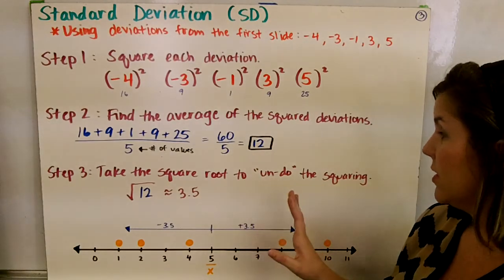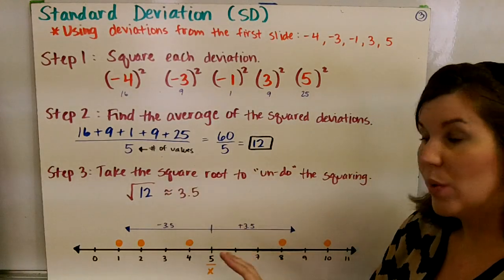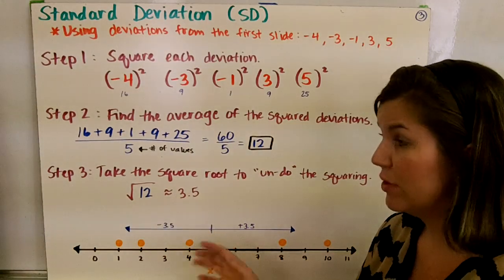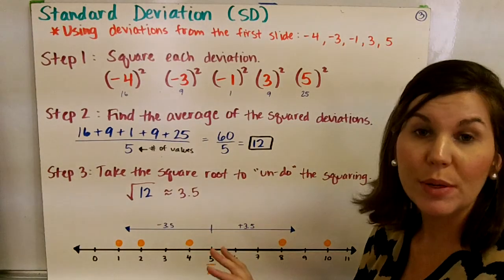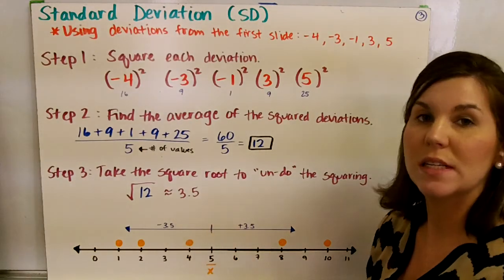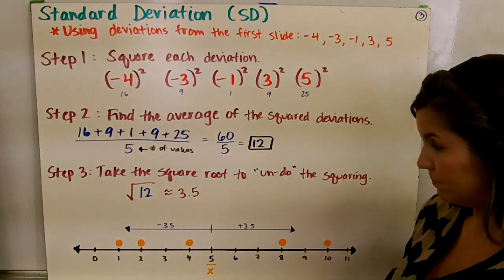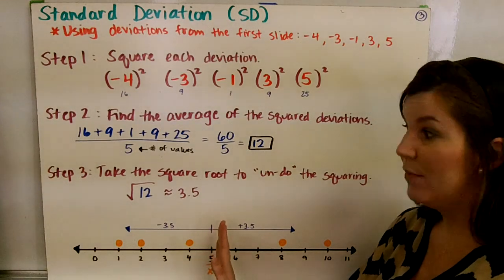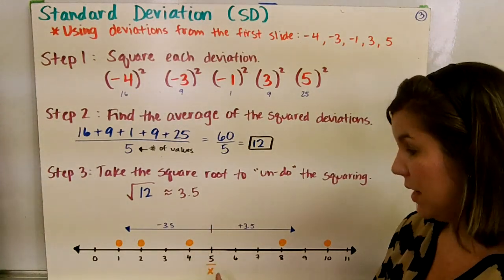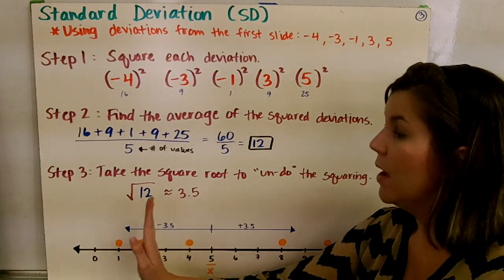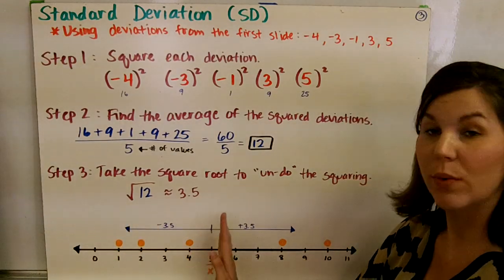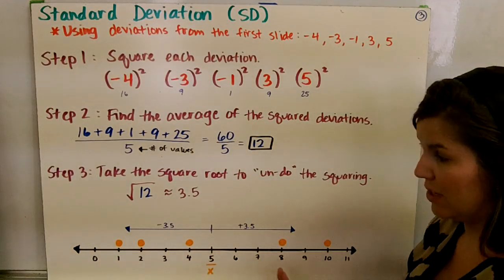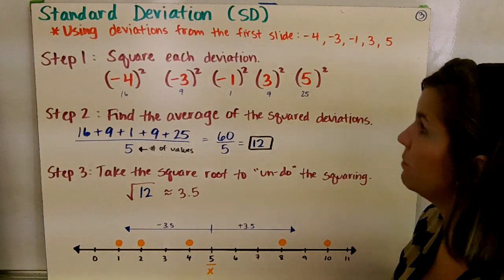So undoing something squared is taking the square root. So we're going to take the square root of 12, and you can do this on your calculator. You get about 3.46, so we're going to round and say 3.5. So the standard deviation is 3.5 units above or below the mean. So the mean is 5. Most of our data is going to be within 1 standard deviation above or below the mean, and you can see this on the number line.